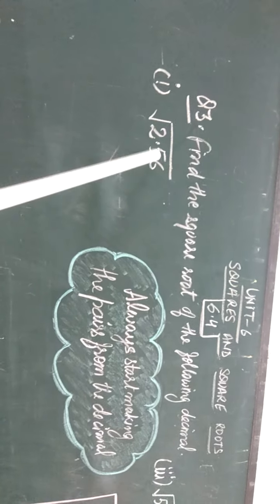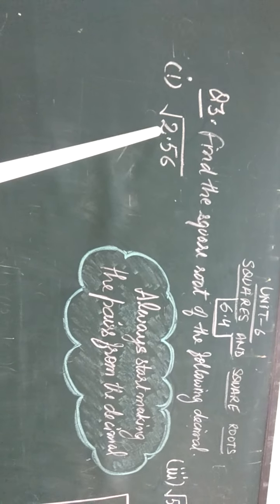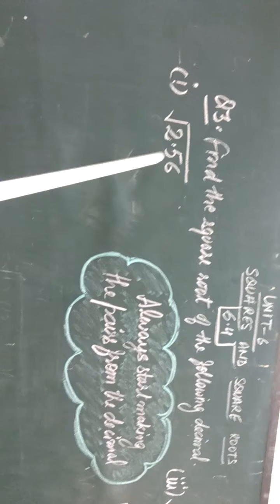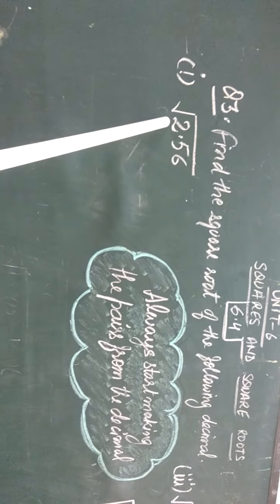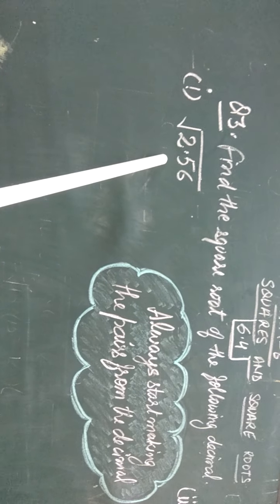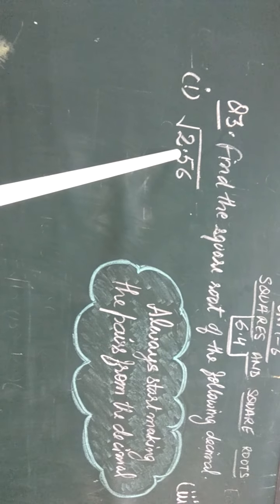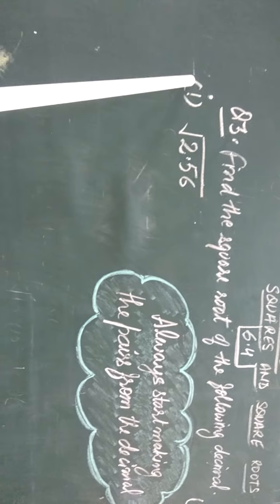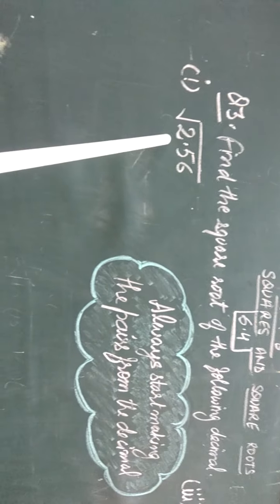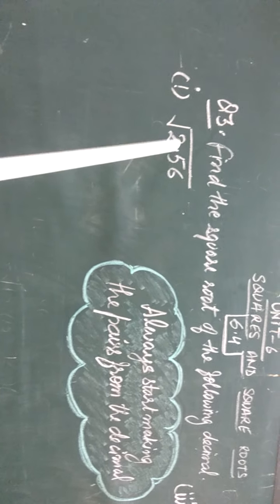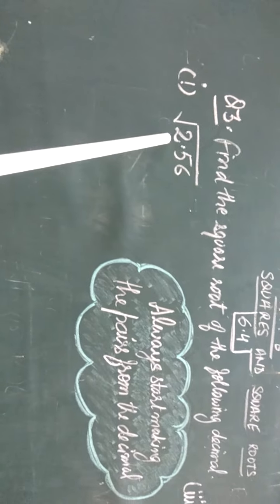It is 2.56. So we will make the pairs from the decimal, because now the digits are lying on both the sides of the decimal, left hand side also, right hand side also. So dear students, now we will make the pairs from the decimal towards right hand side and towards left hand side separately. We can't make a pair of two digits on either side of the decimal.